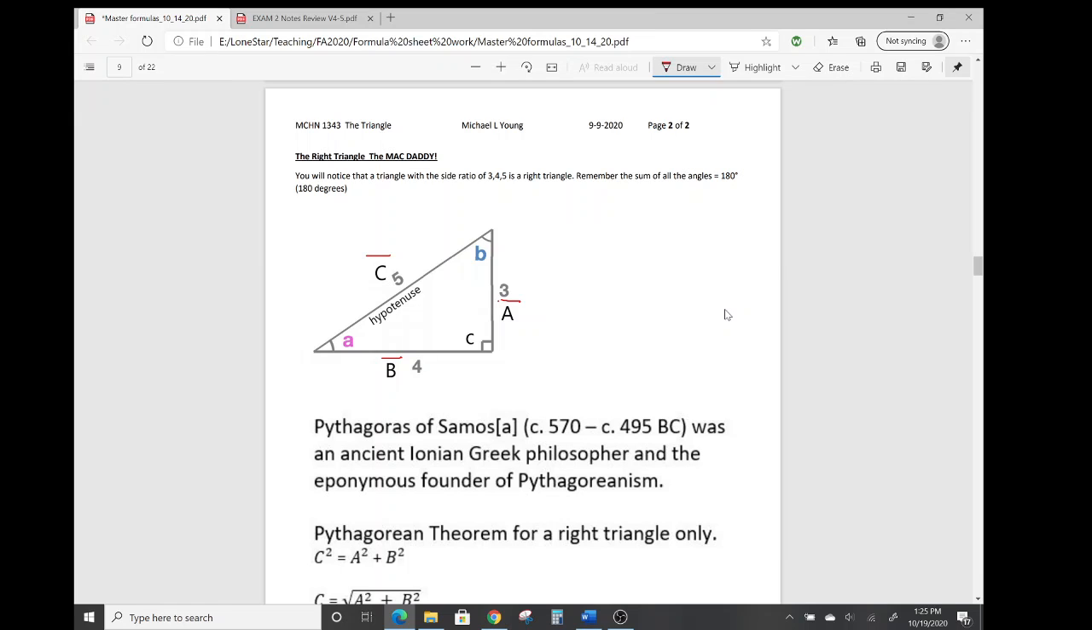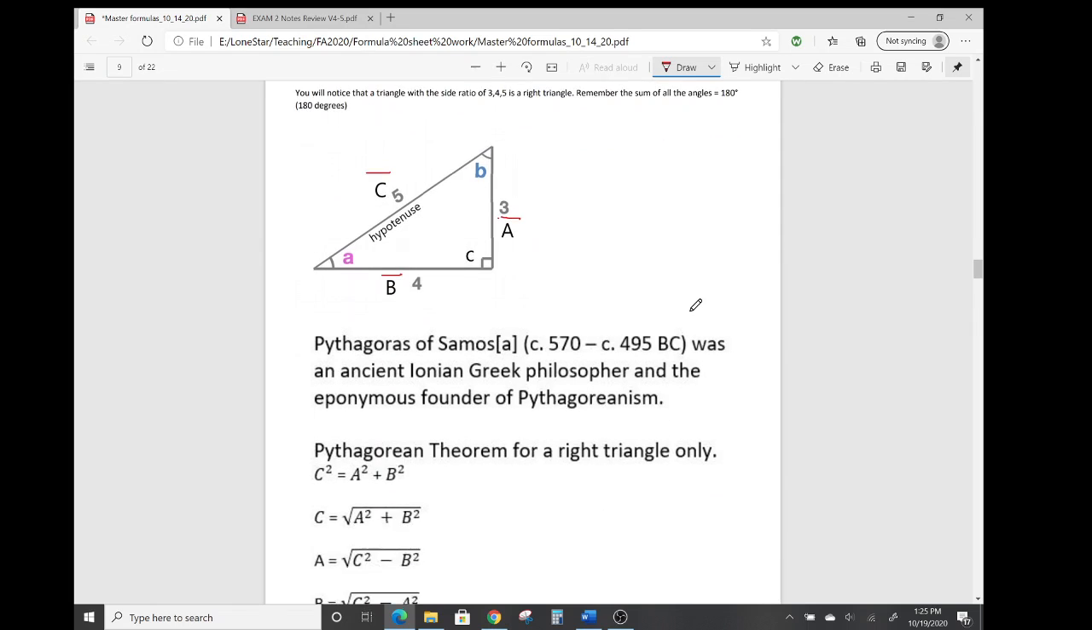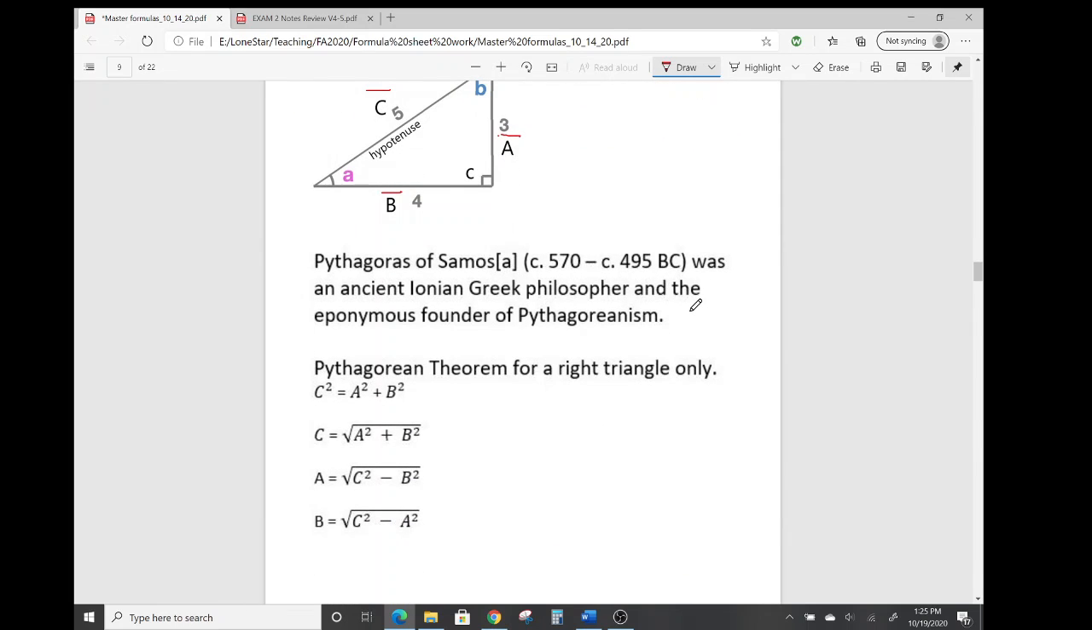Now, Pythagoras of Samos, he lived about 570 to 495 BC, was an ancient Ionian Greek philosopher and the epitomous founder of Pythagoreanism. He was also an automaton. They had the concept of the atom, long before Einstein or Madame Curie, the idea of subparticles that no one could see, and they called them automatons.